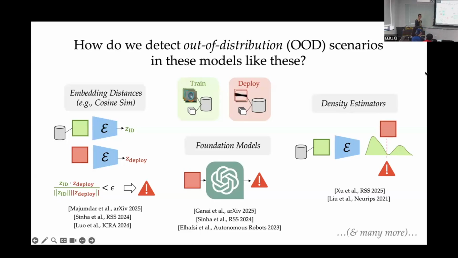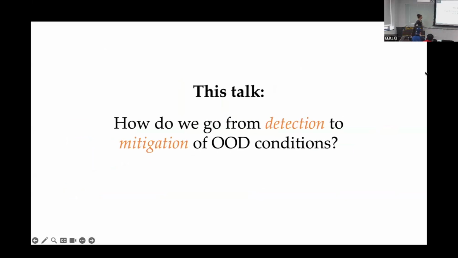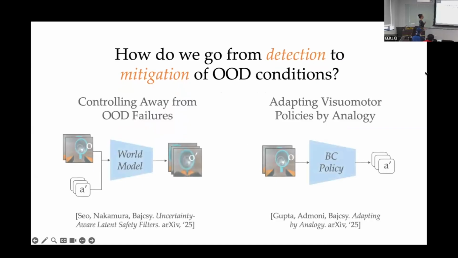The key thing I want to talk to you all about is the detection of OOD events, that while there are several methods you can choose from, there's still more to be done. But what I really want to talk about today is what should a robot do once it detects an OOD condition? And so in this talk, I want to talk a little bit about going from detection to mitigation of OOD conditions. And I'm going to talk about two works.